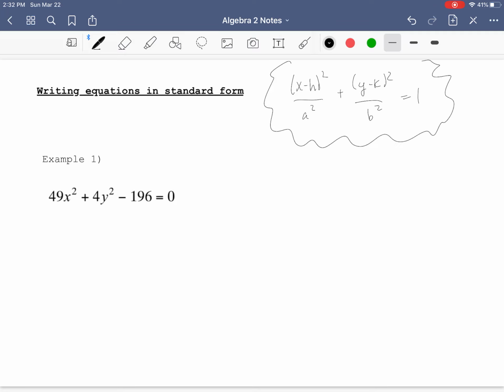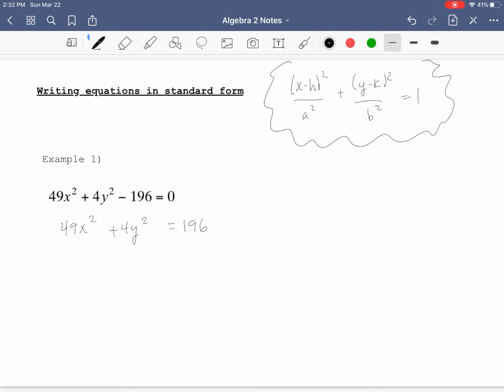So in example 1 here, we've got the equation 49x squared plus 4y squared minus 196 equals 0. What I would always suggest doing first is to move the constant to the other side. So we get 49x squared plus 4y squared equals 196. And the reason I always say that: one, we can then divide by that number to make your equation equal to 1, but also because in the second example, we're going to have to do some completing the square, and you don't want that constant in the way. So if there's a constant, move it over, and then go ahead and start your next steps.